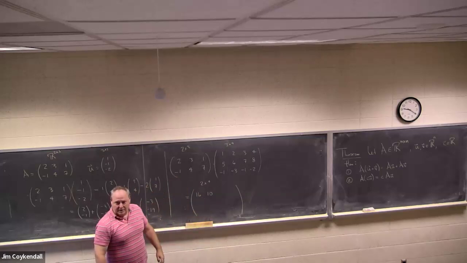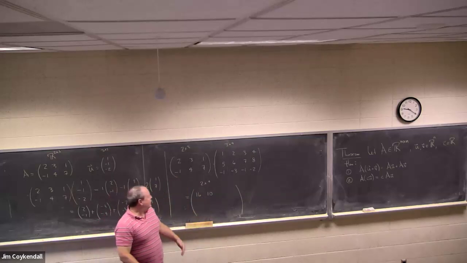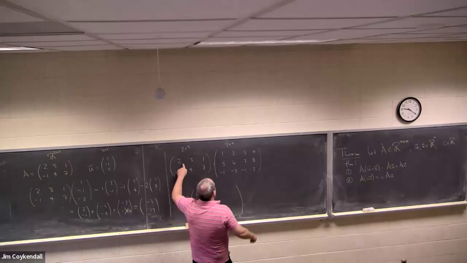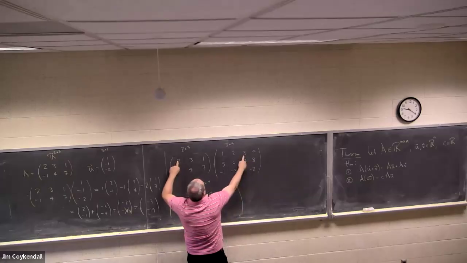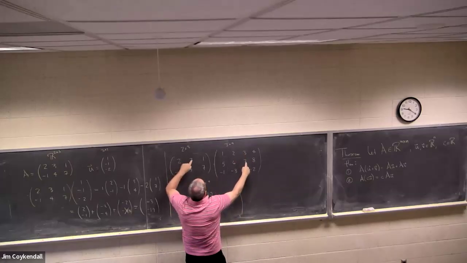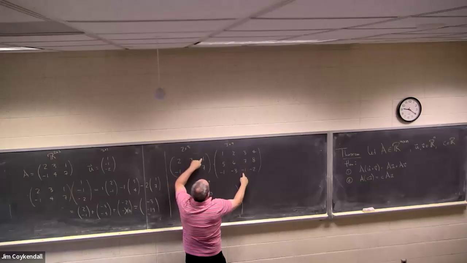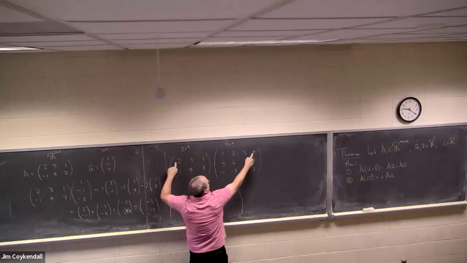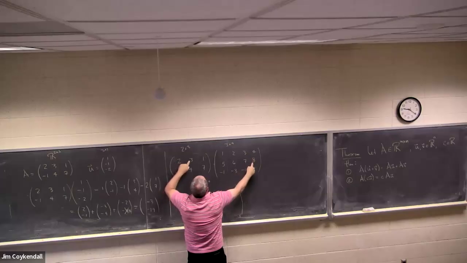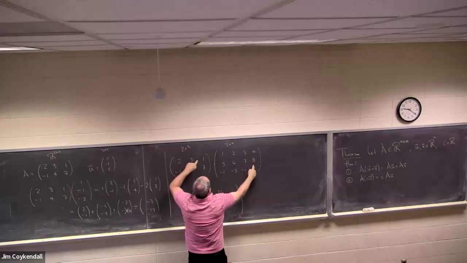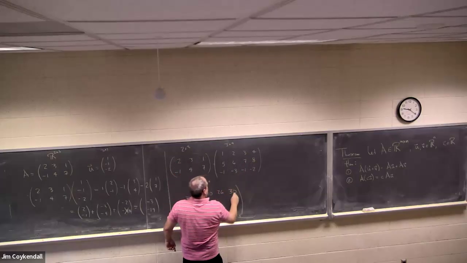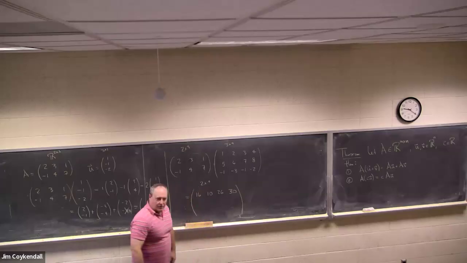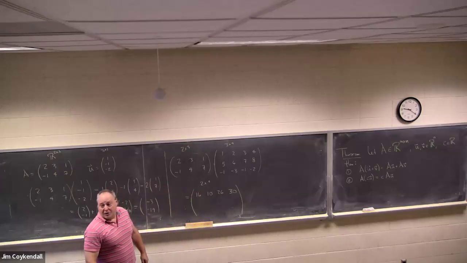Everybody follow what we're doing here? Okay, let's keep it going. First row, third column, this times this. That's going to be 6 and 21 is 27 minus 1 is 26. And finally, 8 and 24 is 32 minus 2 is 30. So there's my first row of the new matrix. Everybody okay with that?